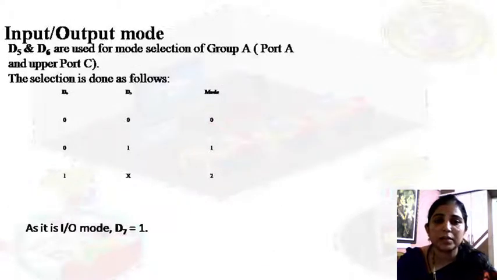You can see here the D5 bit and D6 bit. If it is 0, 0, then mode 0. If it is 0, 1, mode 1. If it is 1X, that is mode 2. And you know that the D7 bit is always 1 in IO mode, whereas the D7 bit is always 0 in BSR mode.